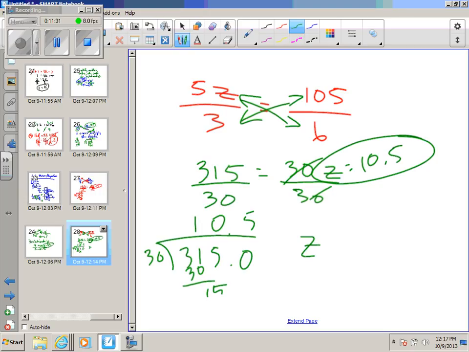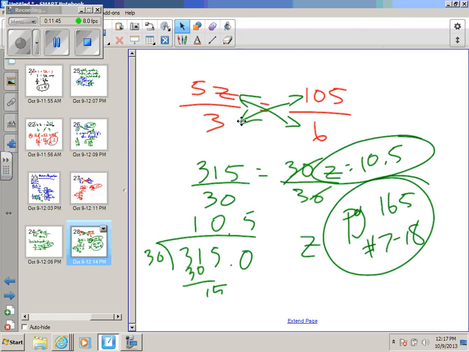All right, so let's do 7 through 18, 165. 165, 738. Math, you're up.